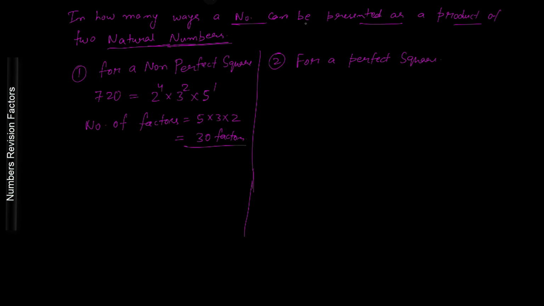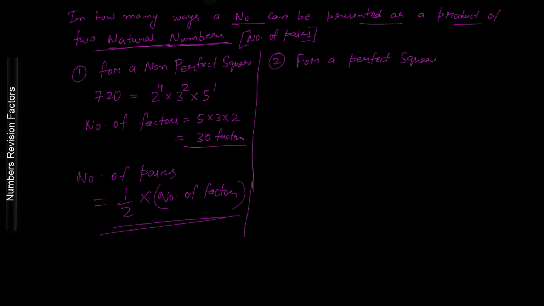Now, the question is, in how many ways it can be presented as a product of 2 natural numbers. In a way, we can say the number of product pairs that we want to find. Here, the number of pairs for a non-perfect square is straight away equal to, always without any confusion, half the number of factors. As simple as that. So in this case it is half of 30, that is equal to 15. Now here if you notice, there is no problem ever. 15 ways. Now why is there no problem? Because if the number is a non-perfect square, the number of factors will always be even, right? And it will always be very easy to divide by 2.